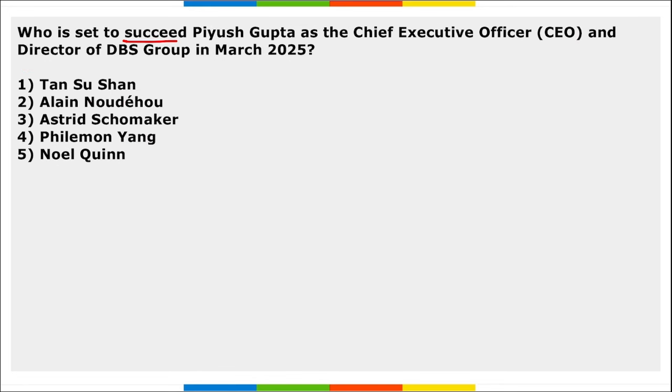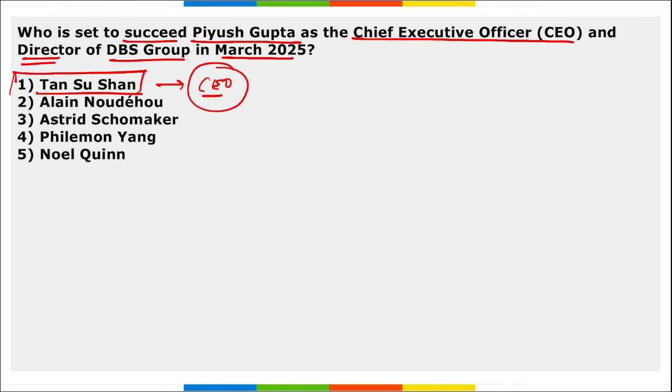Next, who is set to succeed Piyush Gupta as the Chief Executive Officer and Director of the DBS Group in March 2025? So, Tan Su Shan has been appointed as the Chief Executive Officer and Director of DBS Group.